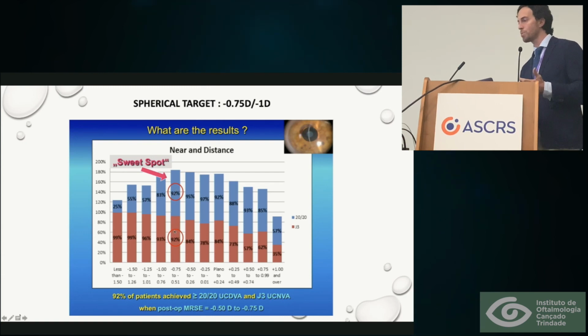Most of the patients were around 20/20, 20/25, 20/30. They were really doing very good. If you go more myopic, of course they were going to see much better for near, but they lose more for far. That's the balance.